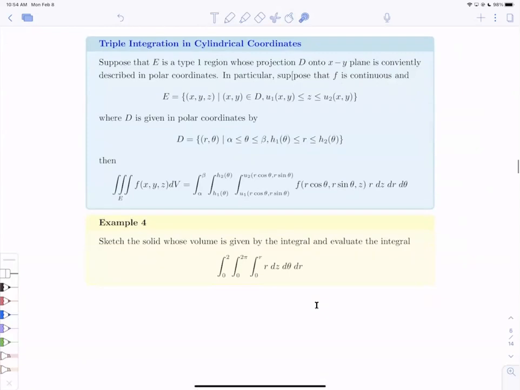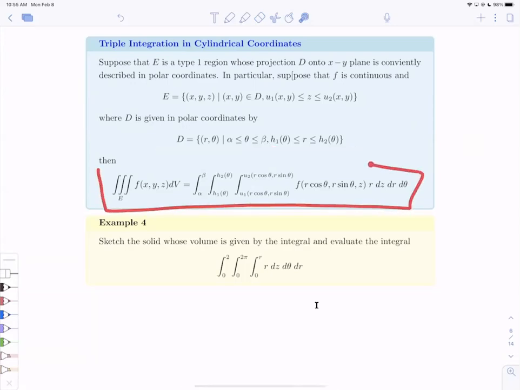And here it says if your E is a type 1 region whose projection D onto the xy plane is conveniently described in polar coordinates, the wow, another typo. Suppose f is continuous and your E is like this. This is a type 1 region. And your D is given by polar coordinates like this. Then this is how you compute your triple integral. So you use this formula.